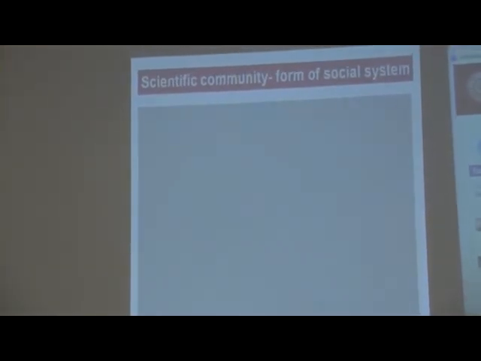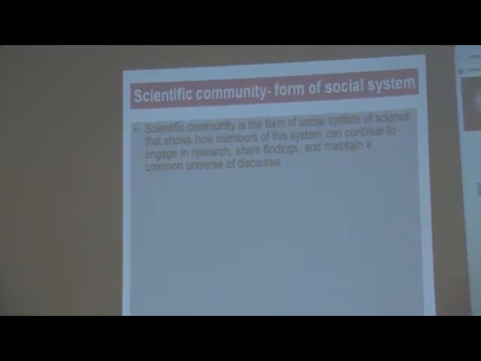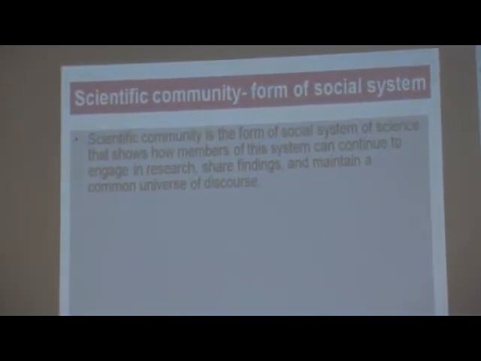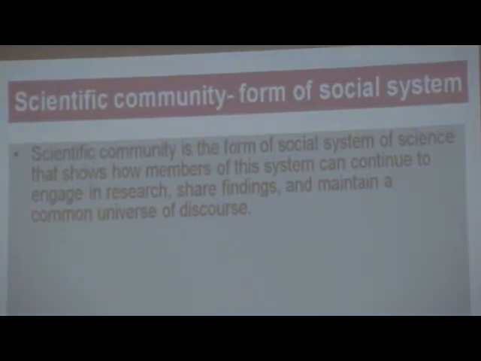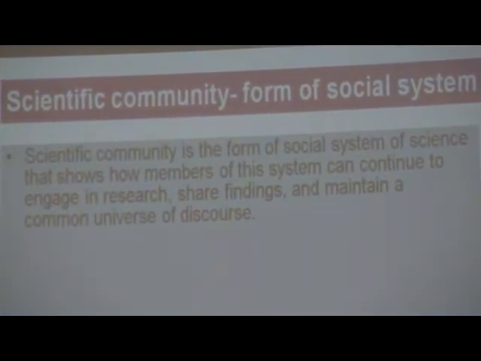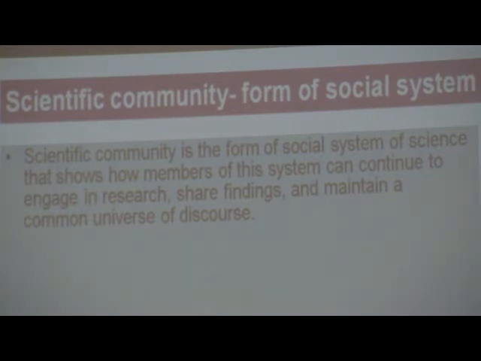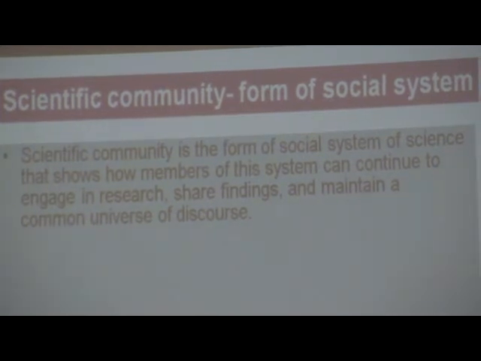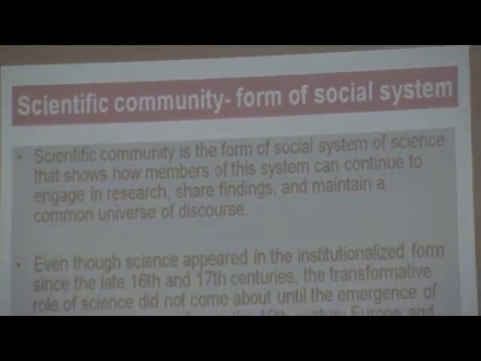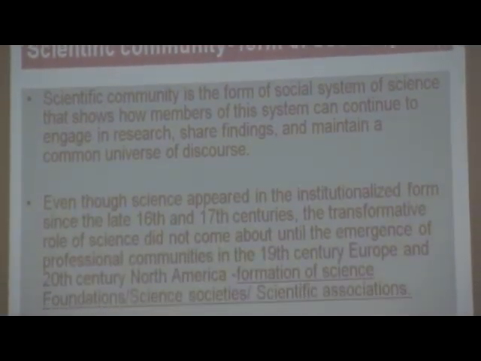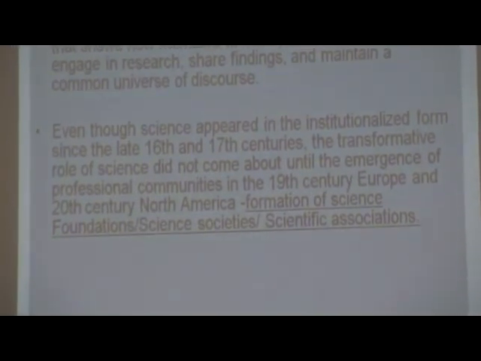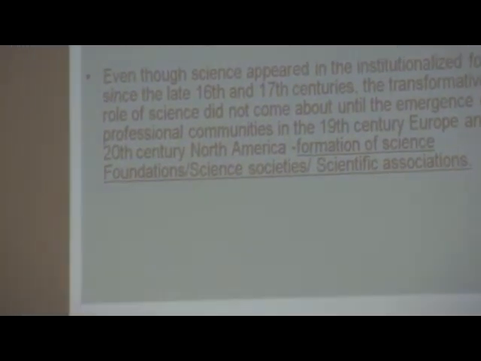From the social system perspective, scientific community is a form of social system of science that shows how members of the system can continue to engage in research, share findings, and maintain a common universe of issues. Even though science appeared in institutionalized form since the late 16th and 17th centuries, the transformative role of science did not come about until the emergence of professional communities in 19th century Europe and 20th century North America.